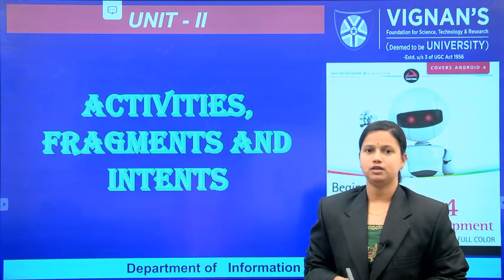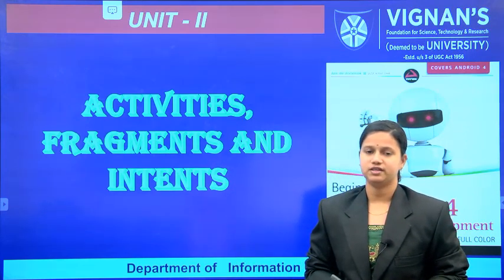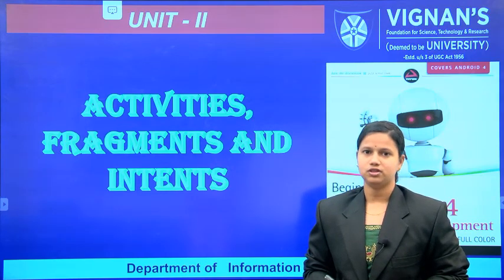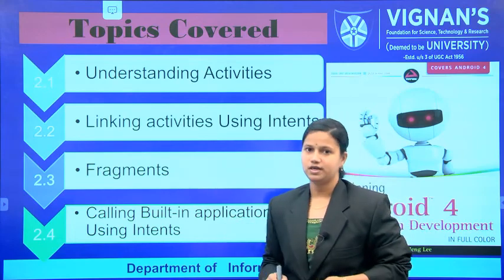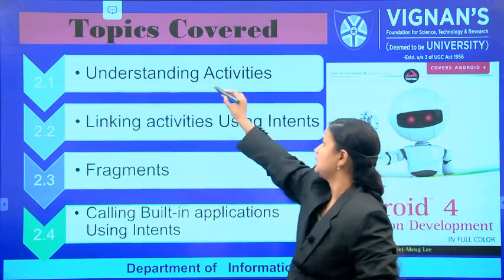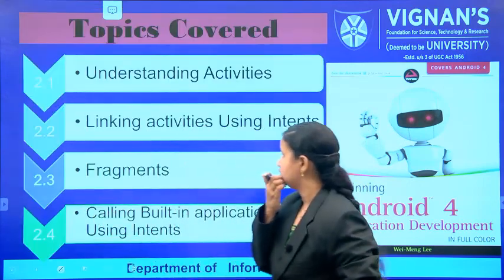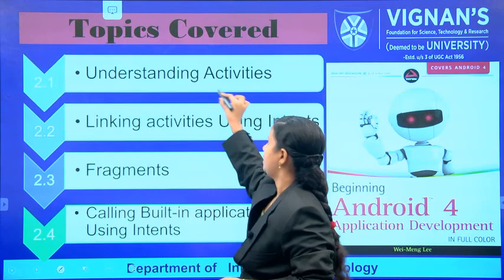In this session we are learning unit 2. Unit 2 is activities, fragments and intents. As we have already seen in the earlier sessions, we completed the concept of understanding activities. What are the different ways we have to understand and know about activities?